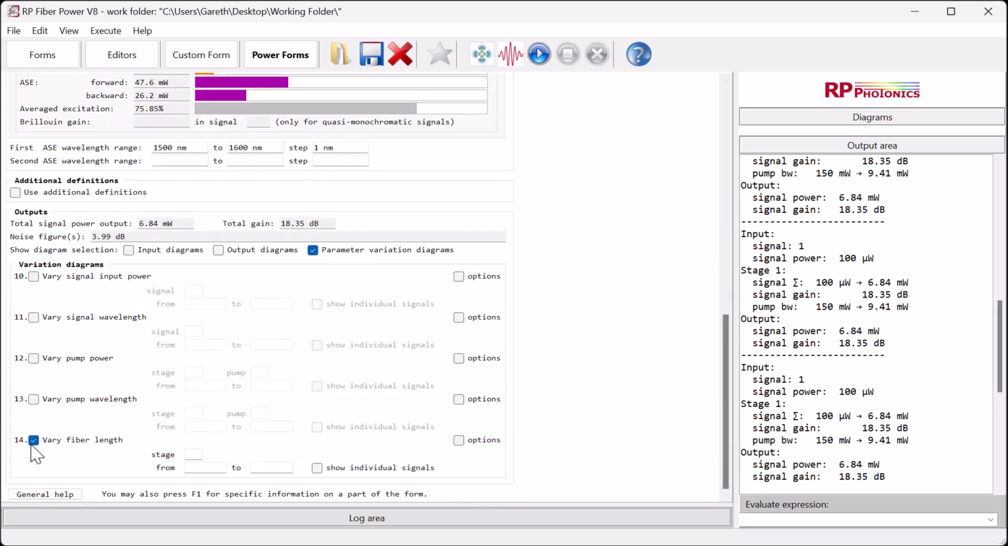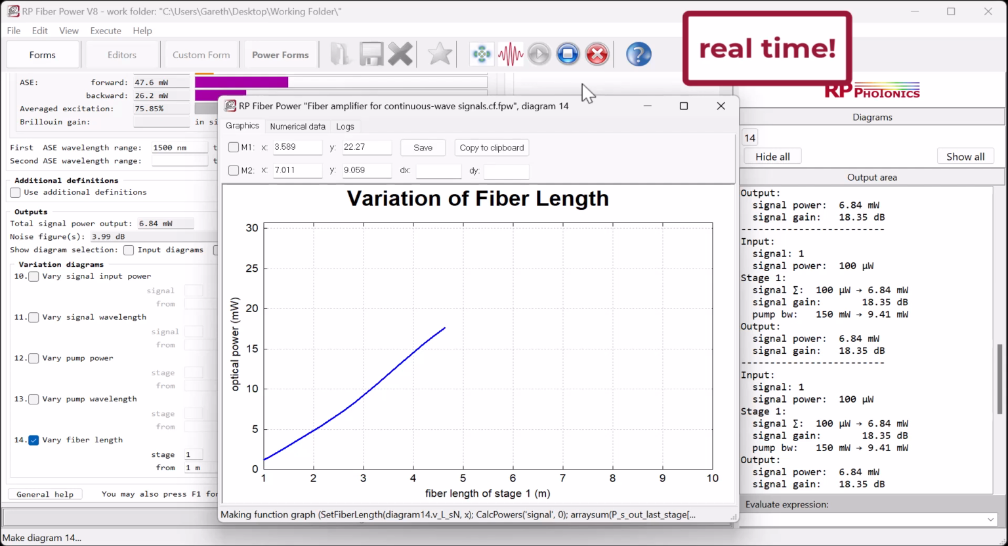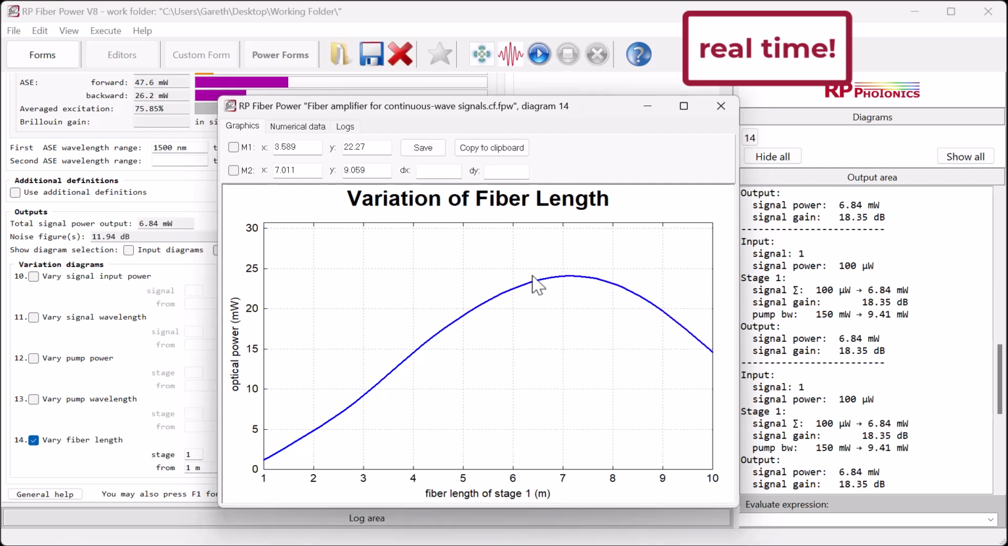First, let's use one of our parameter variation diagrams to see what would happen if we were to change the length of the fiber. A surprising observation is that a 6 meter fiber length works substantially better than 2.5 meters, although 2.5 meters are fully sufficient for efficient pump absorption. Let's see what's happening inside.